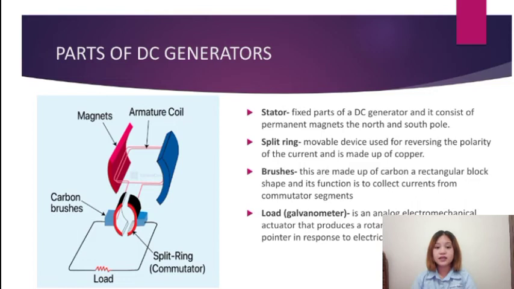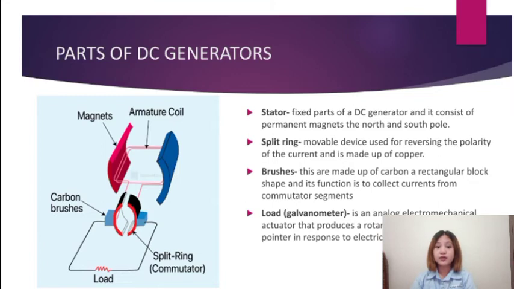So first, we have the stator. It is the fixed part of a DC generator and it consists of permanent magnets, the north and south pole, which is placed around the rotor. And its main function is to provide magnetic field kung saan ang rotor or the armature is rotating.